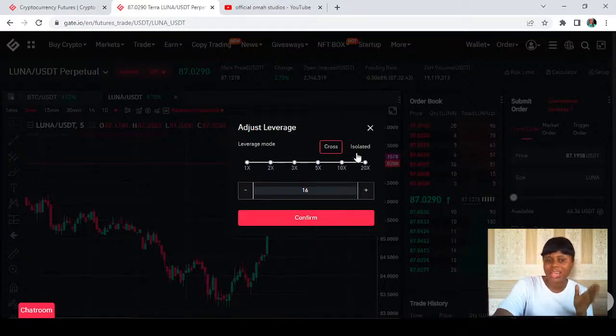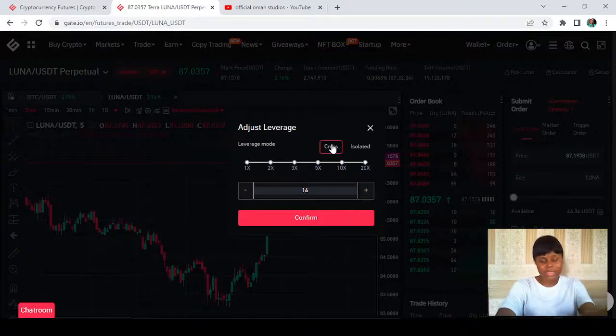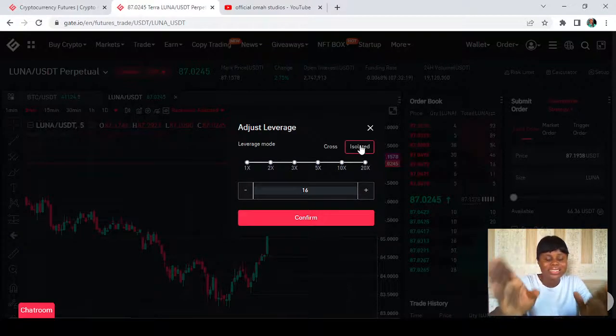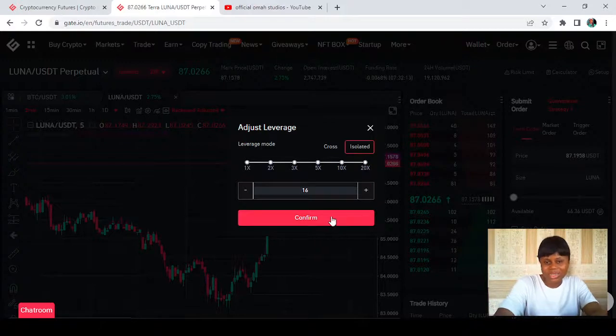But the leverage mode counts. If you are in cross, you are staking with all the money you have in your wallet, in your Gate.io wallet or in any wallet, if you're trading with any other exchange. Cross means you are opening up all the money in this wallet. But isolated means you are only trading with what is in your futures account. That one we sent from spot to futures. But if you're saying cross, it means it can cross to your spot wallet.